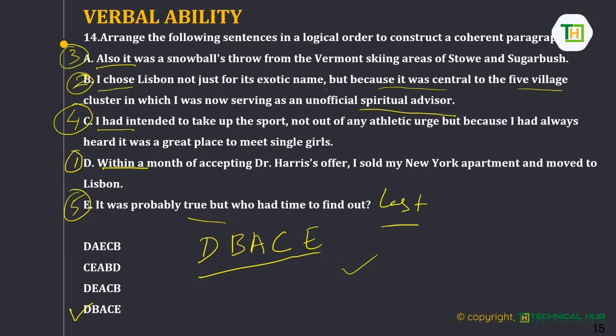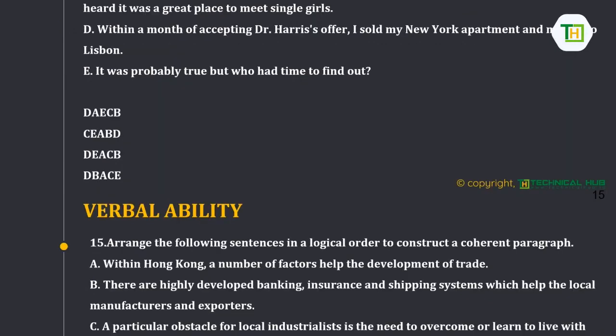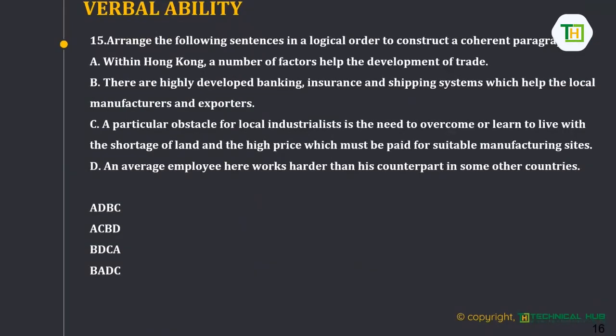Arrange the following sentences in a logical order to construct a coherent paragraph. Okay. Within Hong Kong, a number of factors help the development of trade. There are highly developed banking, insurance, and shipping systems, which help the local manufacturers and exporters.